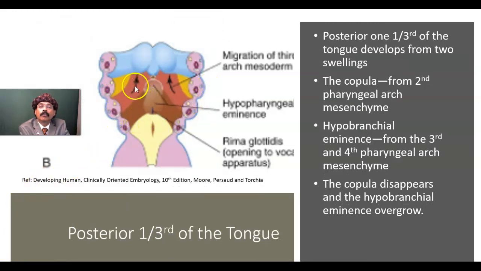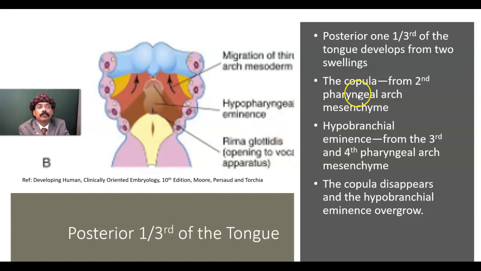Now I'll go to the development of the posterior one-third of the tongue. The first arch contributes to the formation of the anterior two-thirds of the tongue, which is mostly formed by the lateral lingual swellings. The posterior one-third of the tongue is contributed by the second, third, and fourth arch. But the second arch ultimately loses its contribution, so it is mostly the third arch and partly the fourth arch that contribute to the formation of the posterior one-third of the tongue.